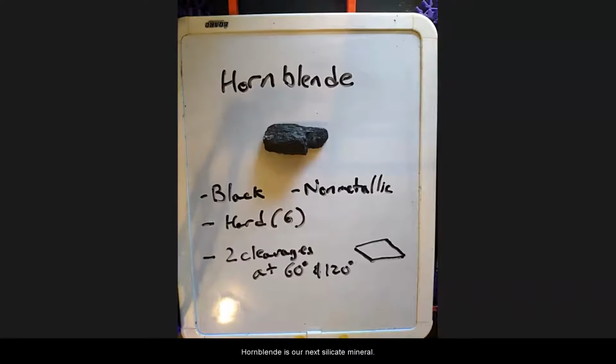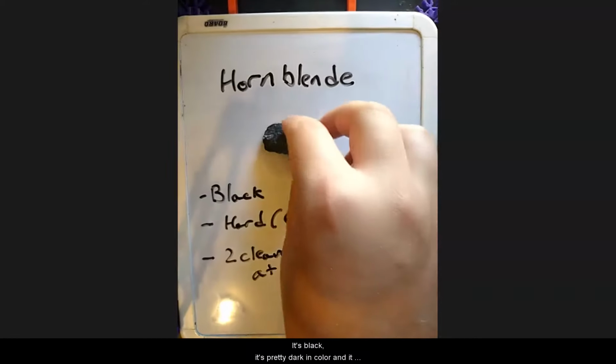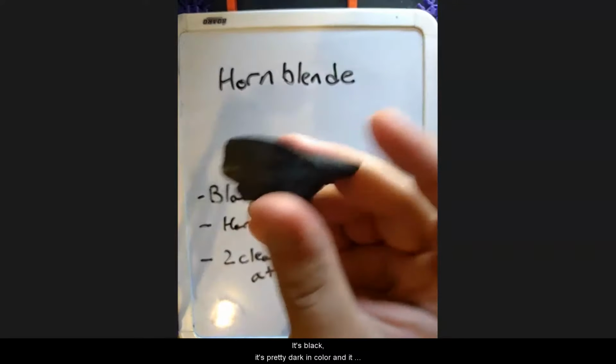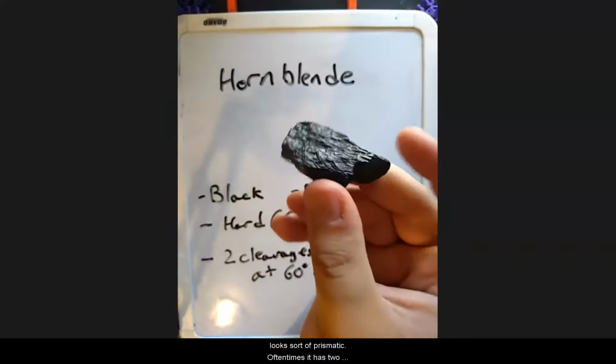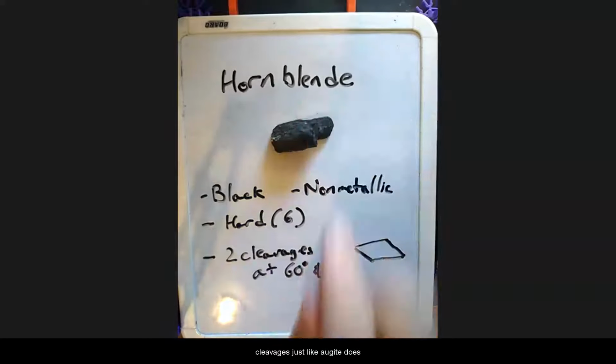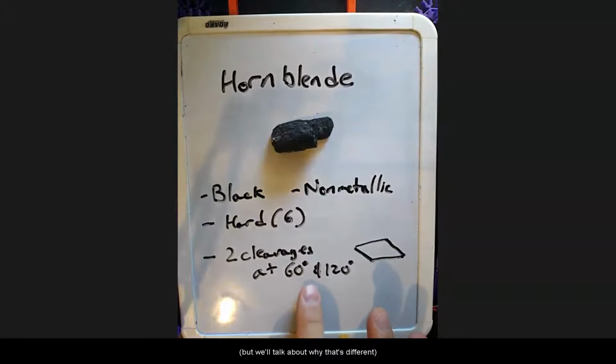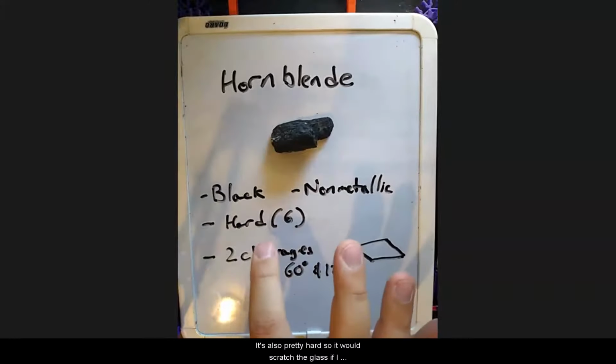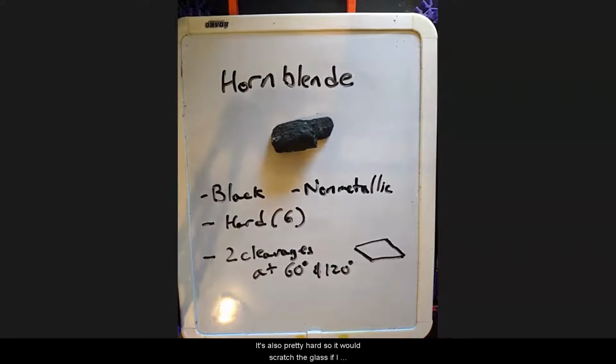Hornblende is our next silicate mineral. Looks pretty similar to augite, right? It's black, so it's pretty dark in color, and it looks sort of prismatic oftentimes. It has two cleavages, just like augite does, but we'll talk about why that's different. It's also pretty hard, so it would scratch glass if I did this scratch test on that one more time. And it has a non-metallic vitreous luster. So how can we distinguish it from augite?